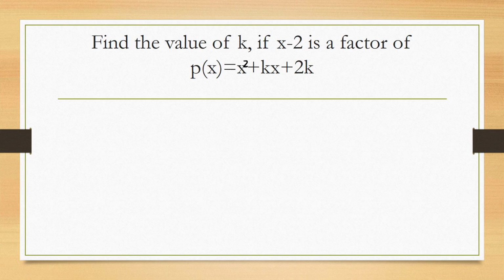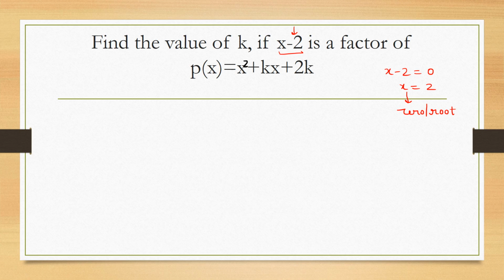This is also from polynomials. We have to find the value of k when x minus 2 is a factor of this. You know that if an expression is a factor, we can simply put it as 0, and that will become the 0 or root of that particular expression, correct?